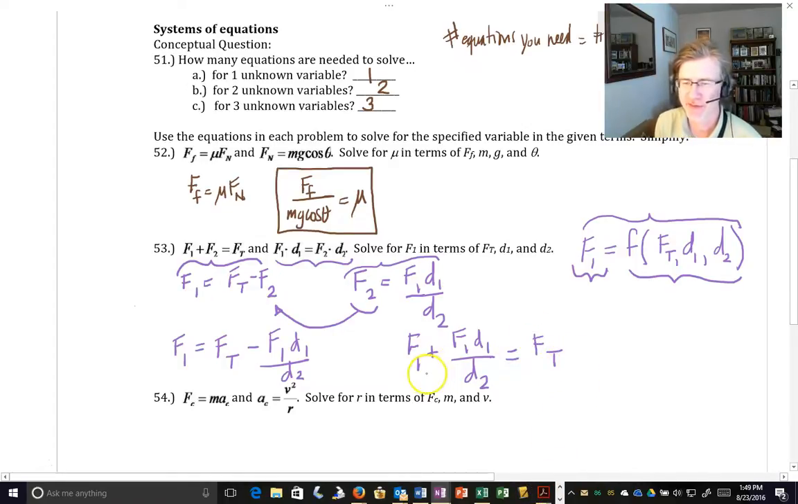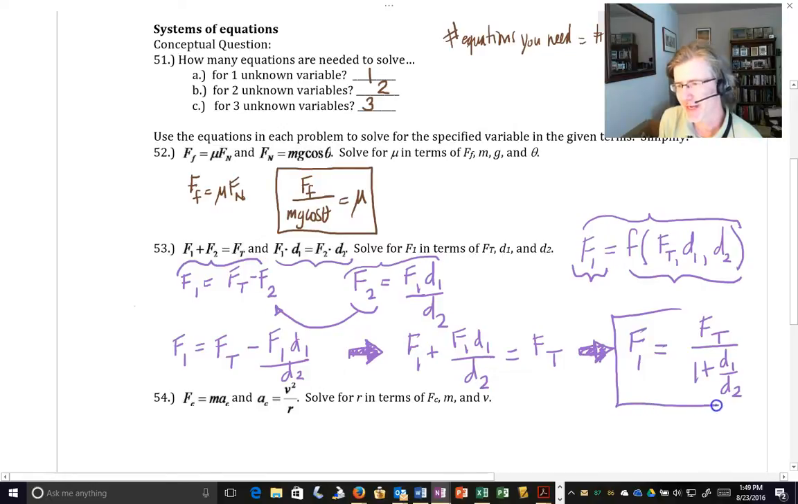Good, but now I can factor out an F1 over here. You can use these big equal signs to say there's a whole equation on either side of the big equal sign or the arrow. So I'm going to have F1 all by itself: F1 times 1 plus D1 over D2. So this equals Ft all over 1 plus D1 all over D2. So that's your answer right there.